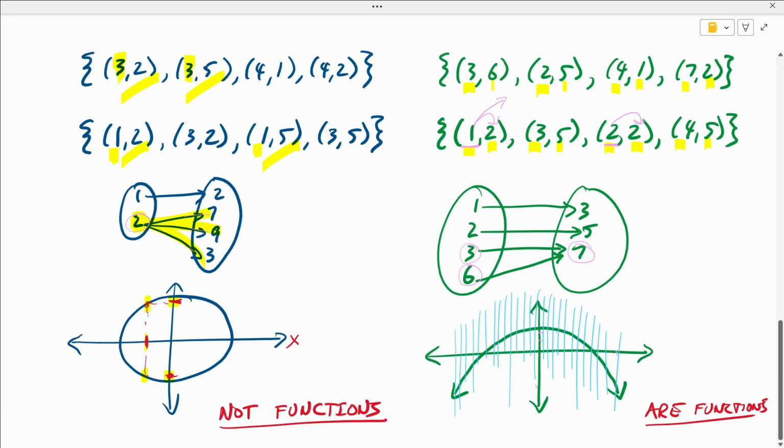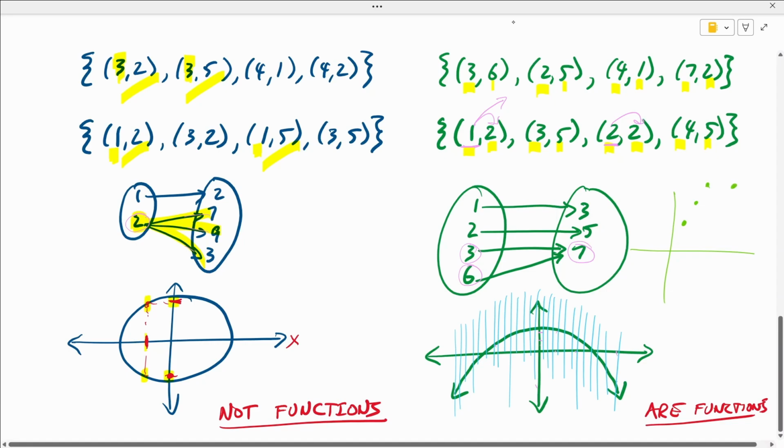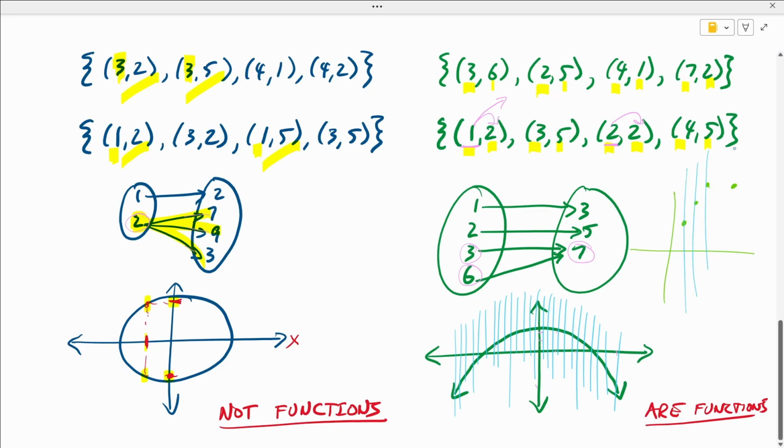And if we wanted, we could take this mapping right here and plot it out. 1, 3, 2, 5, 3, 7, 6, 7. And go through with a vertical line. 1, 1, 1, 1. It passes the vertical line test, and so it's a function. And we could do the same with the first two.